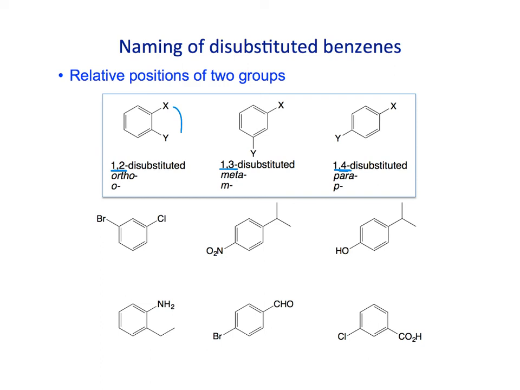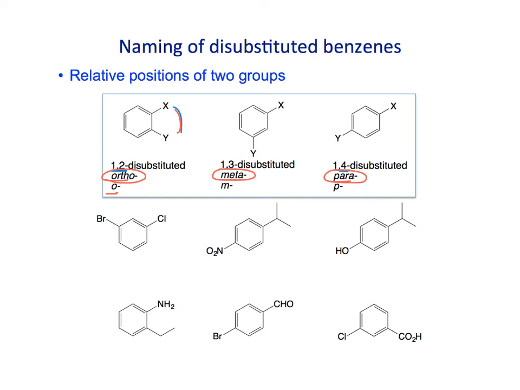this language has been used where if it's 1,2 disubstituted, it's called ortho. So ortho is a term that describes the relative position of two groups on a benzene ring, so they're on adjacent carbons. Sometimes you'll just see an O out in front. If they're 1,3, it's called meta. If it's 1,4, it's called para. Those tell the relative orientations of those two groups.